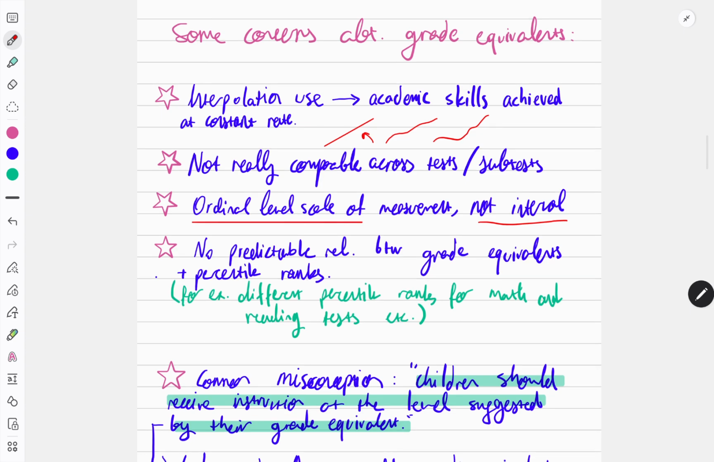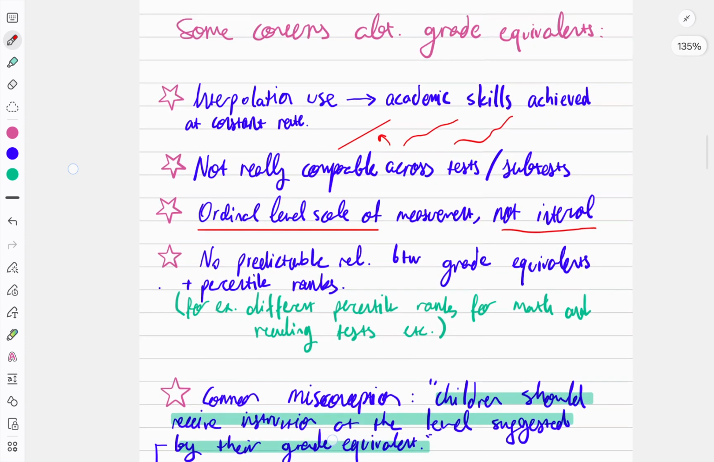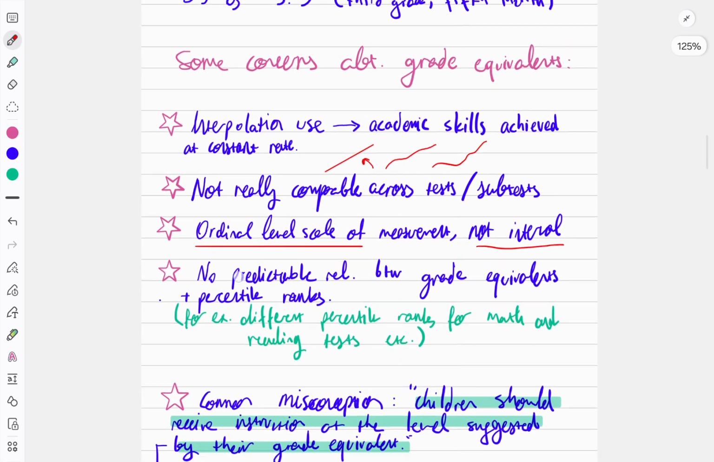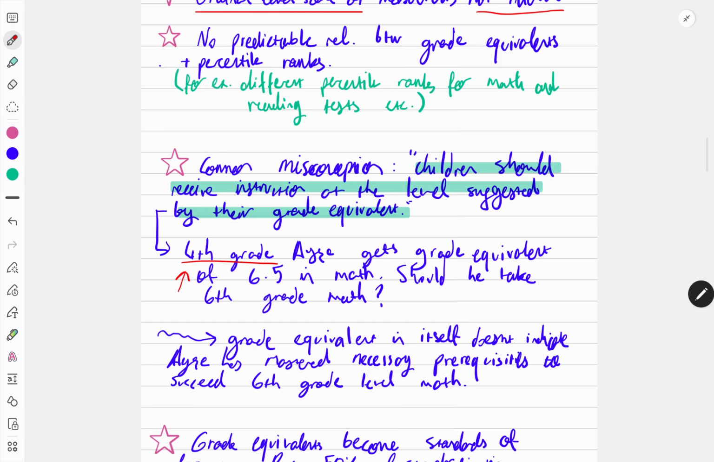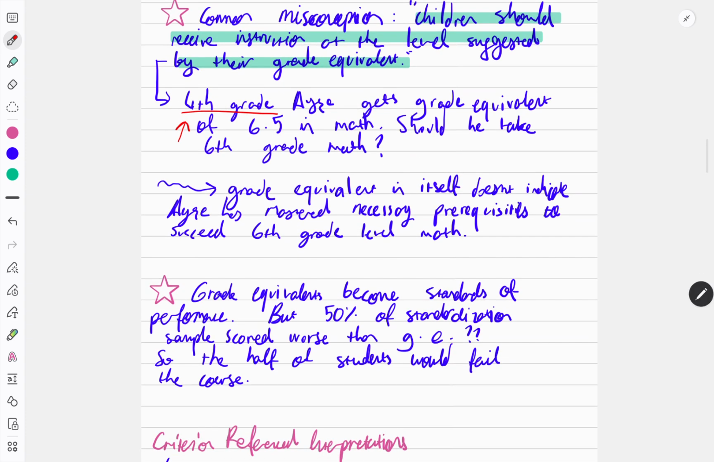So there's not really a predictable relationship between grade equivalence and percentile ranks. And there's a common misconception: for example, Aisha got a grade equivalent of 6.5 in math, but she's in the fourth grade. So should she be getting sixth grade math? But there are also other skills that are required for Aisha to take sixth grade math, so it's not just about this. So it can create this misconception.